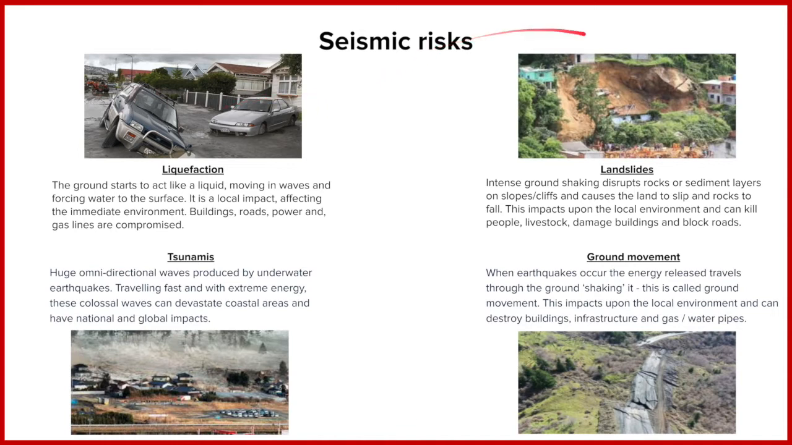The second one we've got is landslides. These are more common and something we probably associate quite regularly with earthquakes. As this intense ground shaking occurs, the rock, and again this is particularly on sedimentary layers, because they do build up in layers, they've got things called bedding planes and joints. So bedding planes are horizontal lines between different layers, and they're weaknesses in the rock.